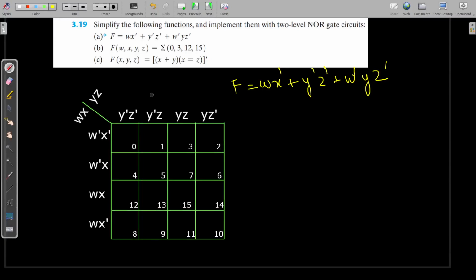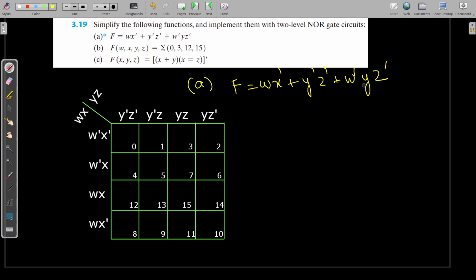Hello everybody. Now we are going to implement the simplified Boolean function with two-level NOR gates, and the question is 3.19 from Digital Design by Morris Mano, 5th edition. Let's start with the first problem, that is problem A: the function F of w, x, y, z is equal to w x' plus y' z' plus w' y z'.